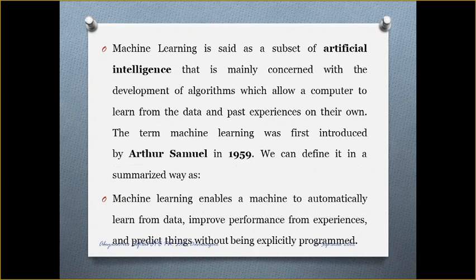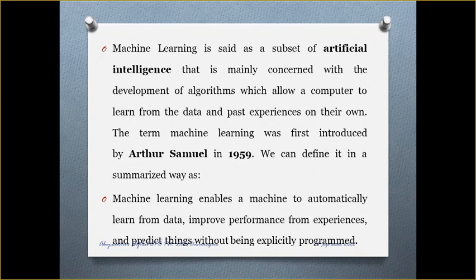Machine learning was first introduced by Arthur Samuel in the year 1959. Machine learning enables the machine to automatically learn from the data, improve the performance from the experiences, and predict things without being explicitly programmed. This is the definition given by Arthur Samuel. He is considered the father of machine learning, as he was the first person who introduced it, and he gave the statement that machine learning enables the machines to automatically learn from the data and improve the performance from the experience and predict the things without being explicitly programmed.